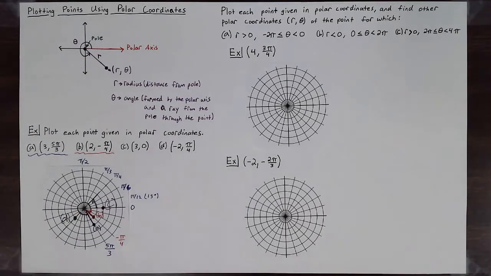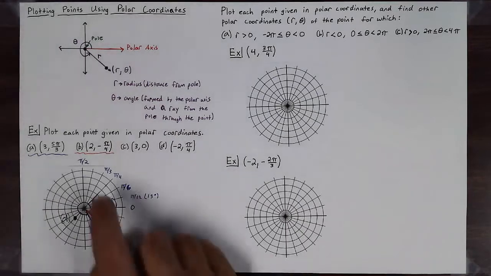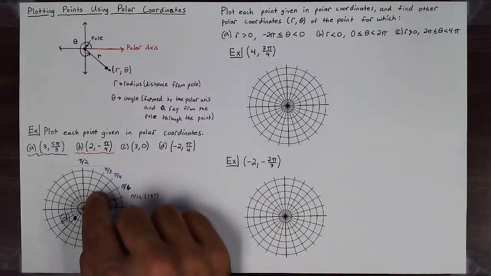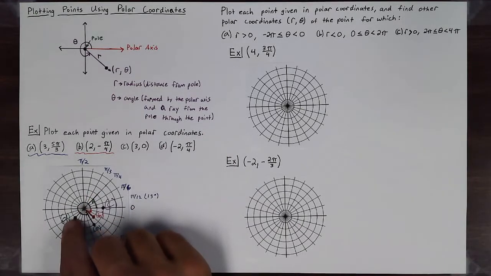So that's how you graph on polar. You see what radii you'd be out on, and you rotate to it. And if it happens to be negative, you just go straight across through the origin, the pole, to the other side.